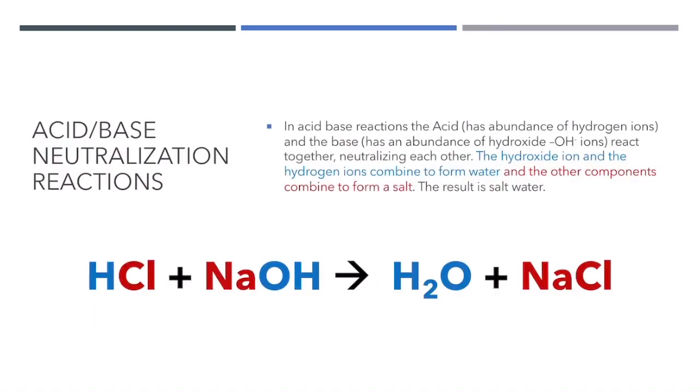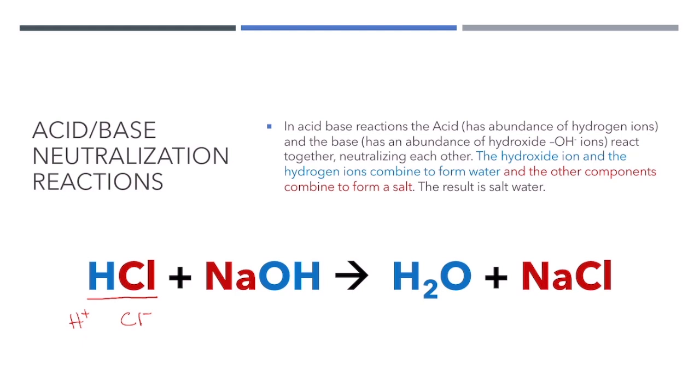So let's take a closer look. The first type of double replacement reaction that we're going to talk about is the acid-base neutralization reactions. In these neutralization reactions, an acid is a compound that has the ability to produce an abundance of hydrogen ions when it's dissolved in water. In this case, that would be this compound right here. This is hydrochloric acid. If we were to dissolve this in water, it would form hydrogen plus, or H+, ions and chloride ions. All right.